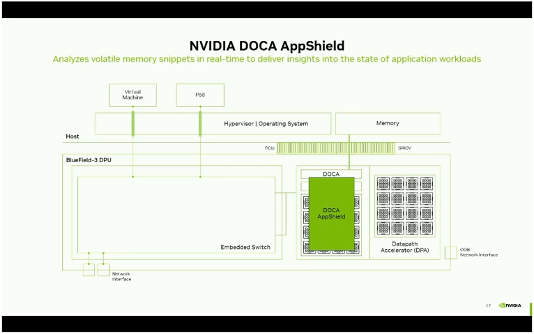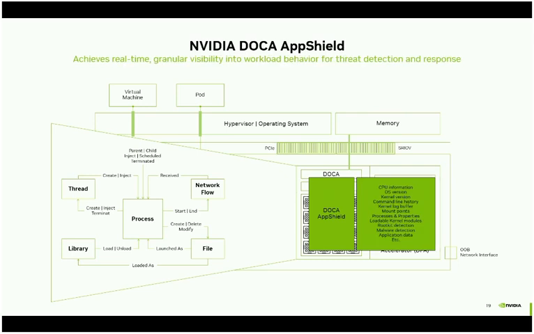Short answer is yes, and what we are doing here, we are analyzing snippets of memory in kernel space, analyzing them in real time, and making an understanding about what operates in the workload that we are monitoring. So think about it as EDR-like information: process list, what those processes are doing, their interaction with the network, the files, libraries, threads, and additional information that we extract about the workload that gives us situational awareness that is being maintained by DOCA AppShield.